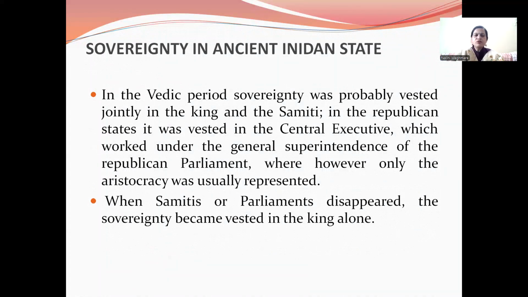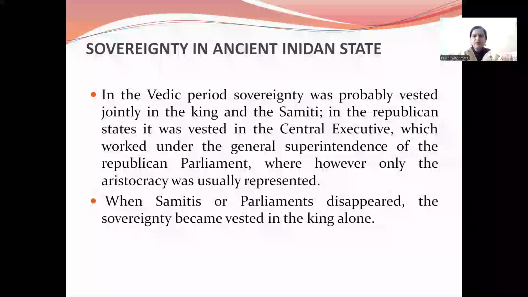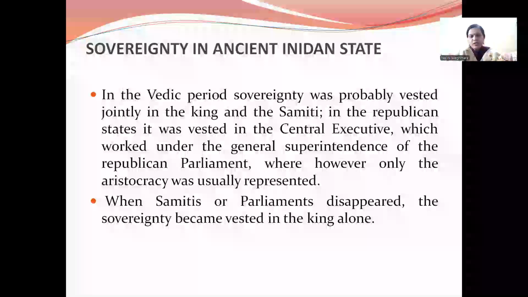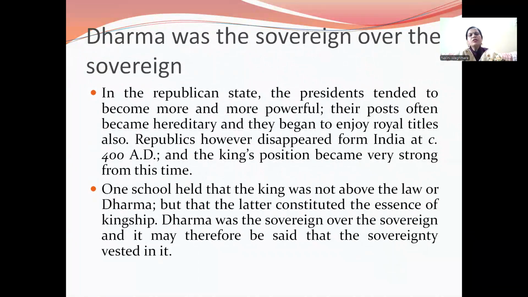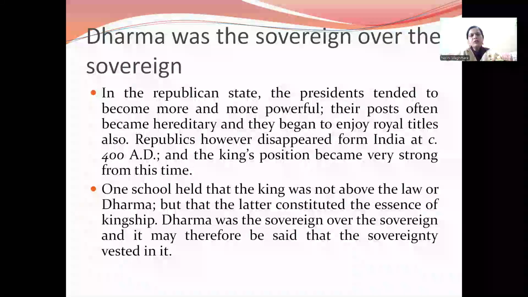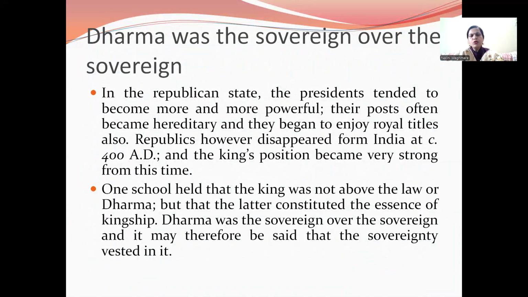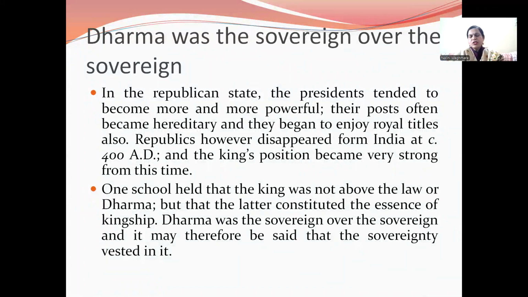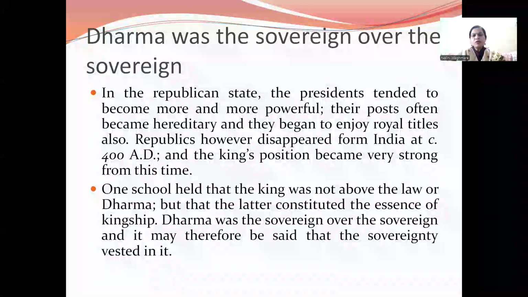In the Republican state, it was vested in the central executive, which worked under the general superintendence of the Republican Parliament, where, however, only the aristocracy was usually represented. When Samitis or parliaments disappeared, the sovereignty became vested in the king alone. So Dharma was the sovereign over the sovereign. In the Republican state, the president tended to become more and more powerful. Their post often became hereditary and they began to enjoy royal titles also. Republics, however, disappeared from India by the 4th century AD, and the king's position became very strong from this time.